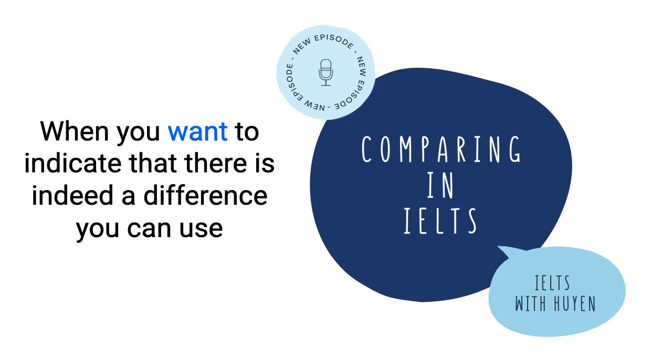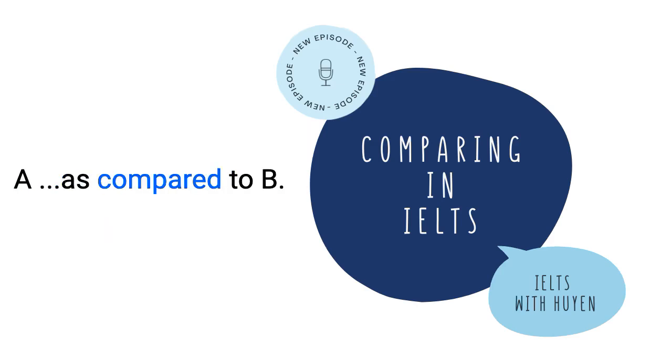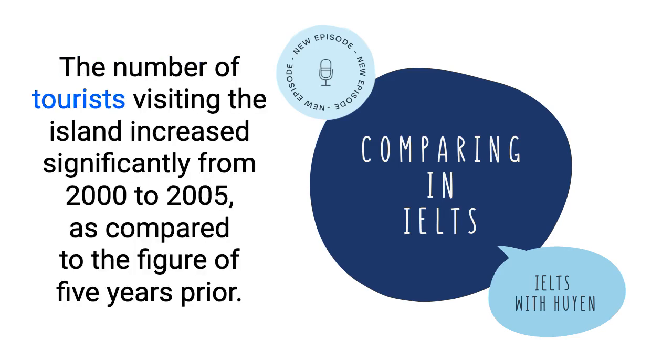Now, when you want to indicate that there is indeed a difference, you can use A as compared to B. For example, the number of tourists visiting the island increased significantly from 2000 to 2005 as compared to the figure of 5 years prior.